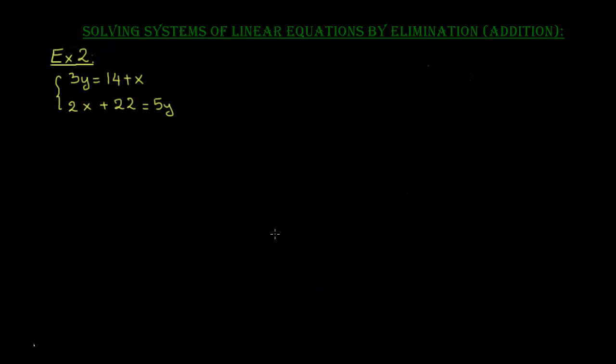So we have some idea about solving a system of linear equations by elimination based on example 1. Now let's look at example 2. We have 3y equals 14 plus x and 2x plus 22 equals 5y. There's one more thing we need to know about solving a system of linear equations. The system has to be in general form, which means x and y have to stay on one side of the equal sign. Right now, the first and second equations have x and y all over the place.